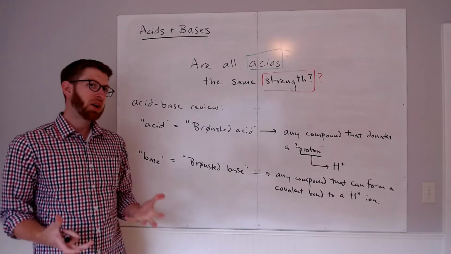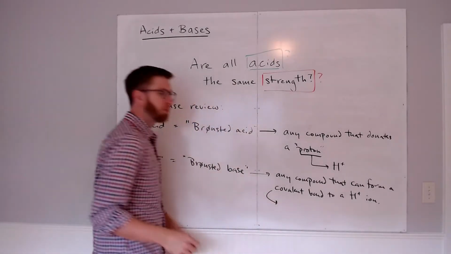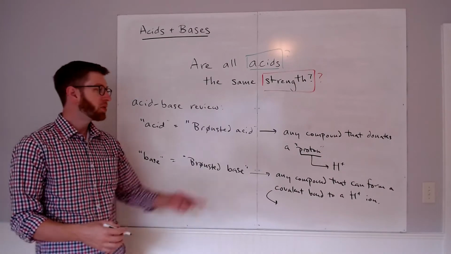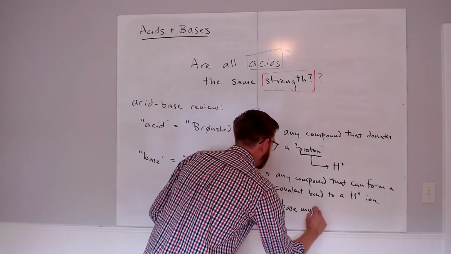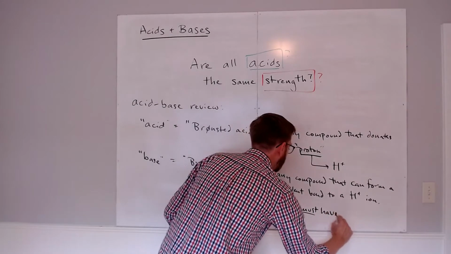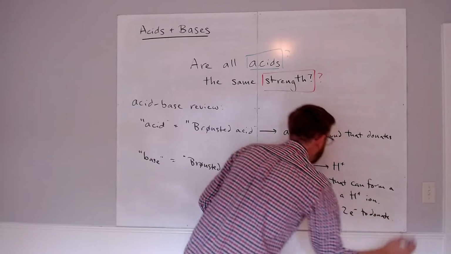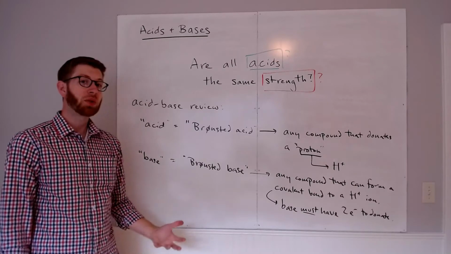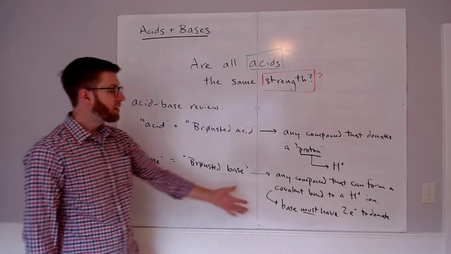Well, we know a bond contains electrons, and one of the implications of this definition is that a base needs to have a pair of electrons that it can use to form this bond. So a base must have 2 electrons to donate. Based on this definition of a Bronsted base, we actually know something about the structure of any compound that we can describe as such, and that's that we need to have these 2 electrons.